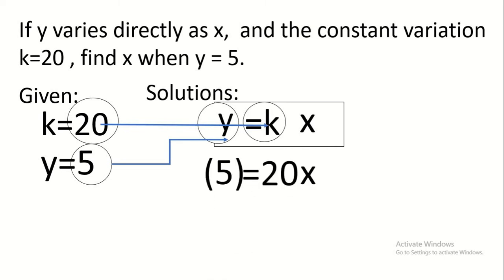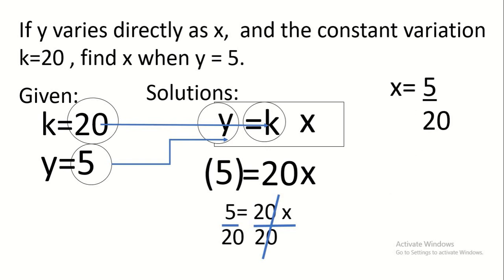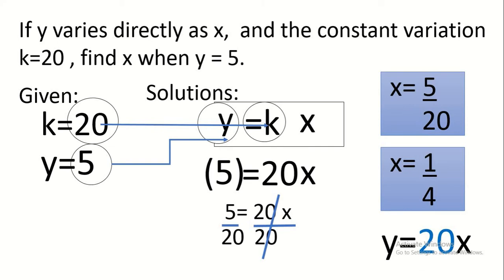So, since may katabing number si x, gagamit ulit tayo ng division property of equality. I-divide natin siya both side by 20 para makancel yung number na katabi ni x. So, this time, your equation will become x is equal to 5 over 20 or 1 over 4. So, your equation of variation will become y is equal to 20x. Since yung 20 again ay kinuha natin sa ating constant of variation. So, k lang ang ating papalitan dyan.